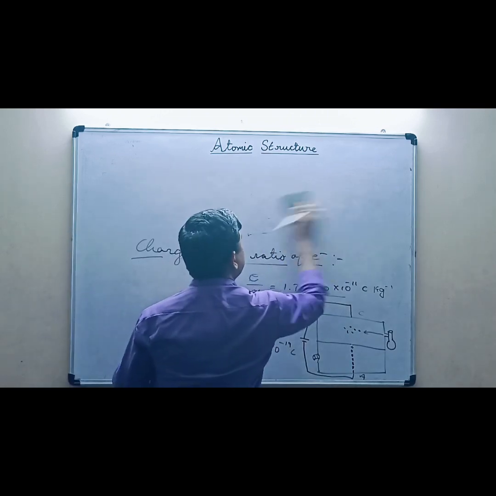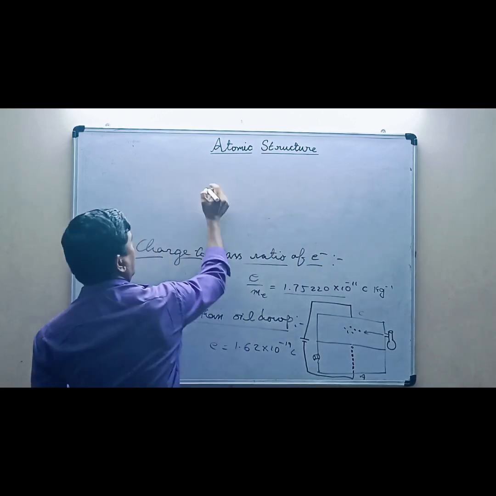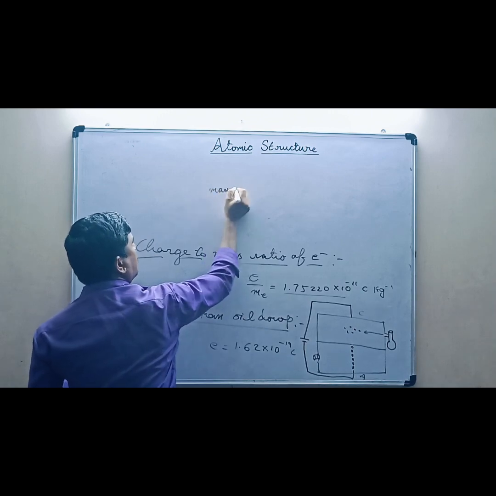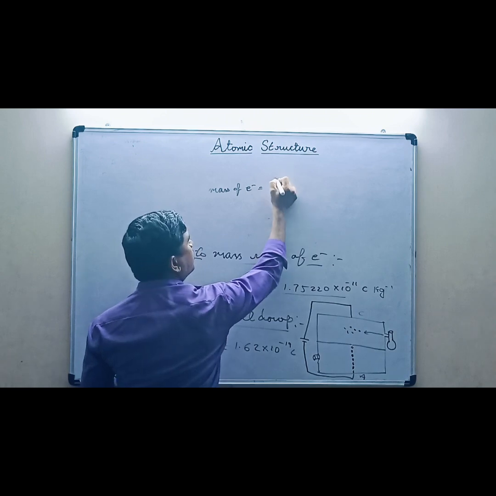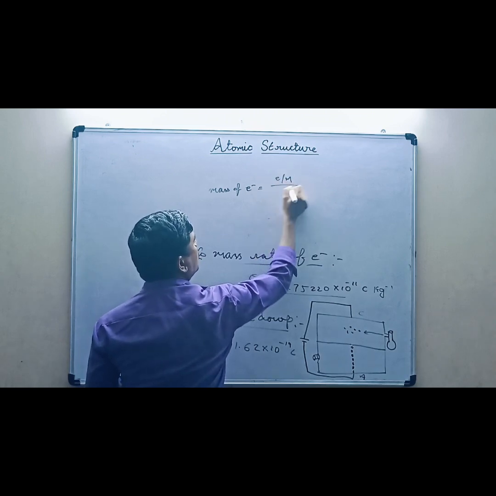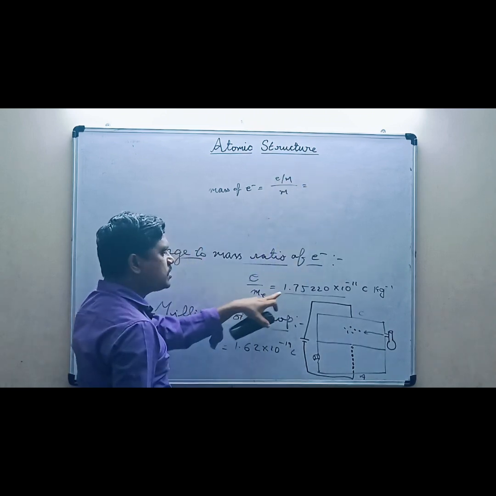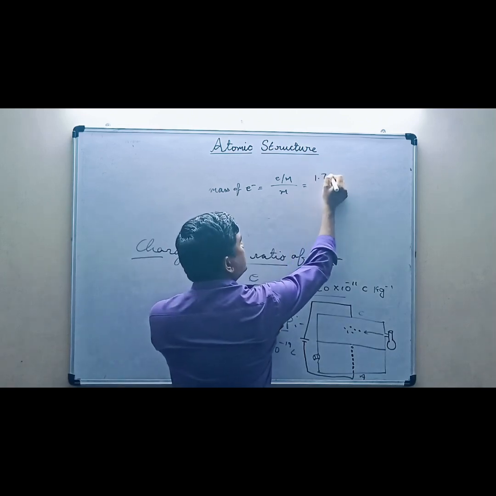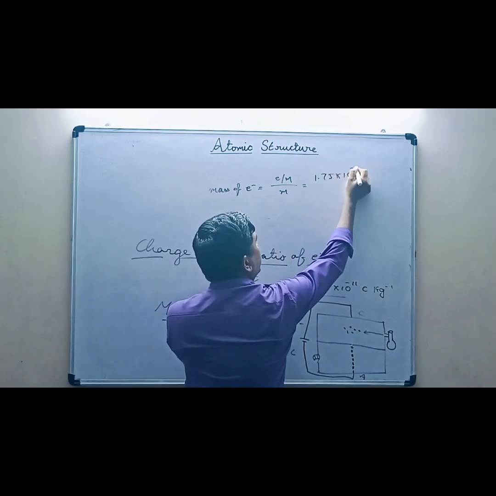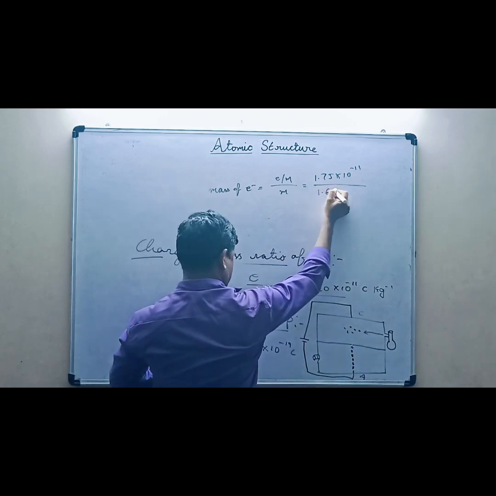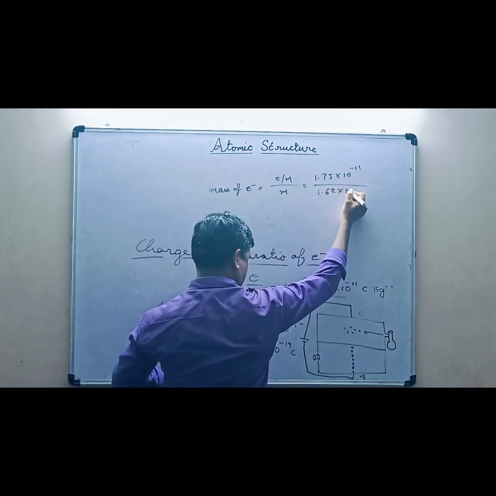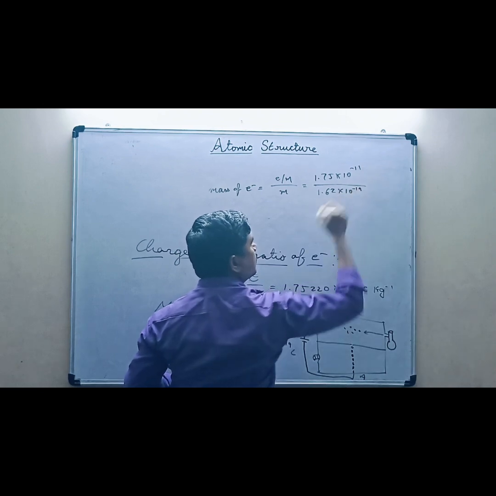So the mass of the electron is found from the ratio of charge to mass. What is the charge to mass ratio? 1.75 into 10 to the power of minus 11. And what is the charge? 1.62 into 10 to the power of minus 90, right?